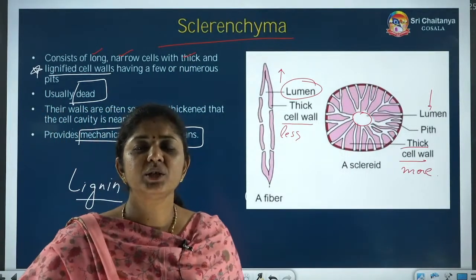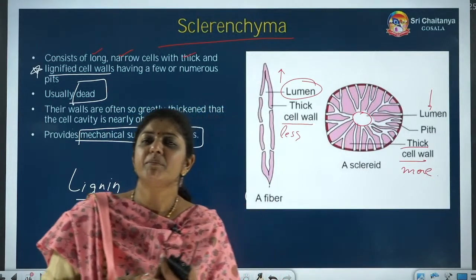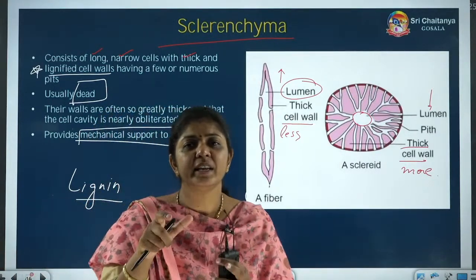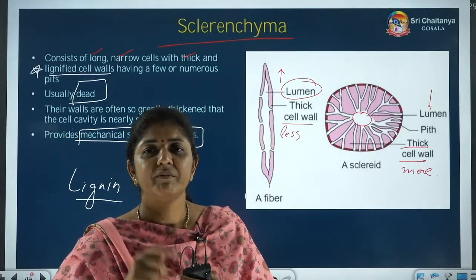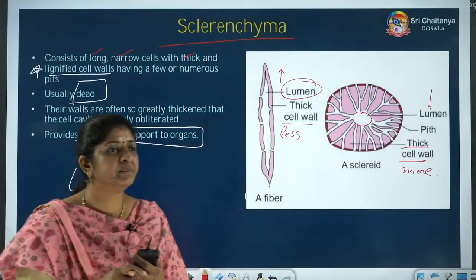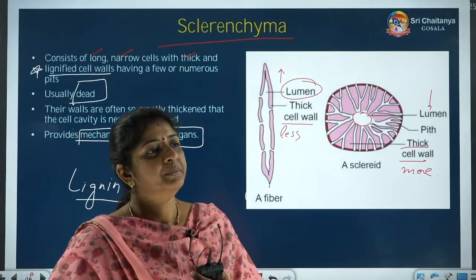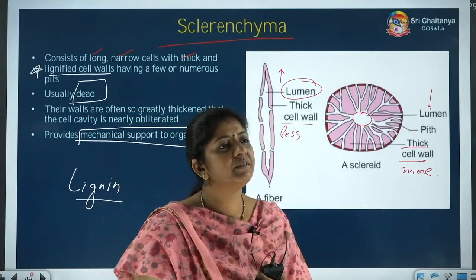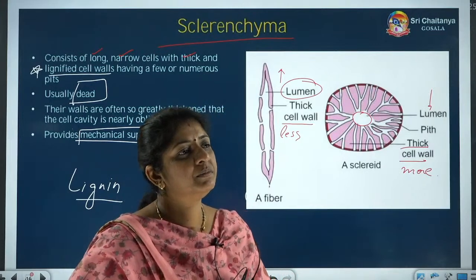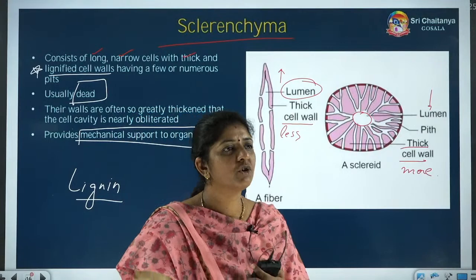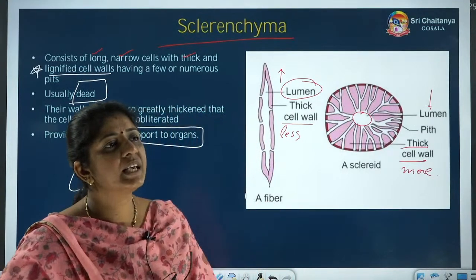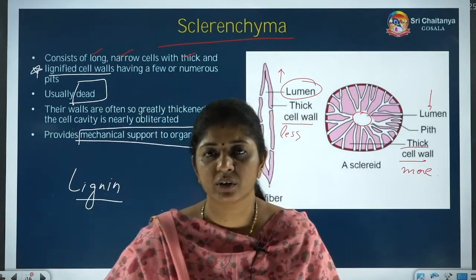Now please answer me this question. Which cell is made up of, or has corner thickenings made up of, hemicellulose, cellulose and pectin? Which tissues did we discuss? Please give this answer. Very nice. Collenchyma.